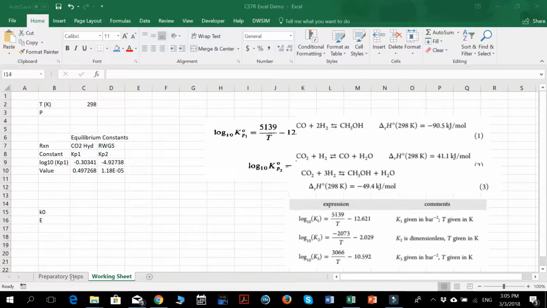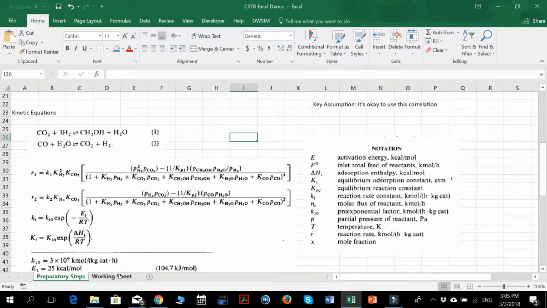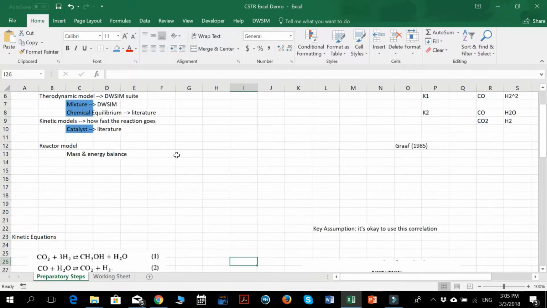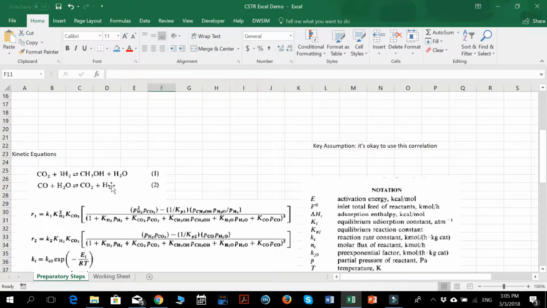In the last video we already talked about our equilibrium constants, and we have made them a function of the temperature, so not too much of an issue now, right? So we have to continue if we want to finish our reaction kinetics. We've already got our mixture thermodynamics and equilibrium. Let's move on to a little more about the kinetics.